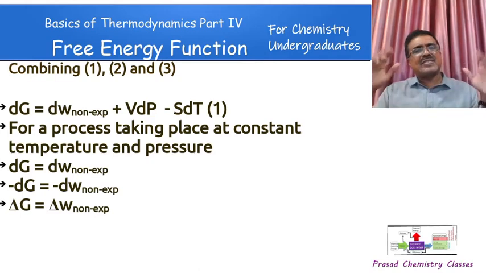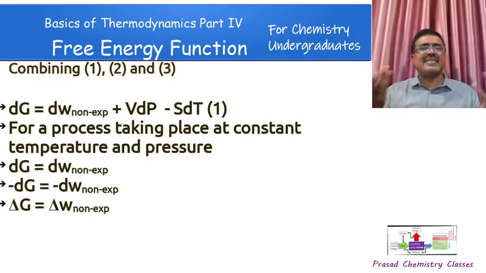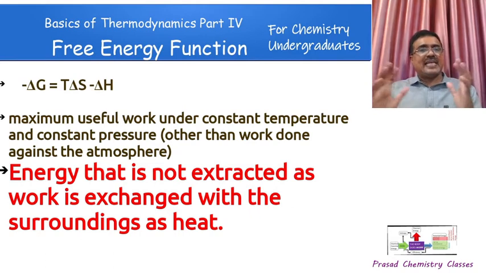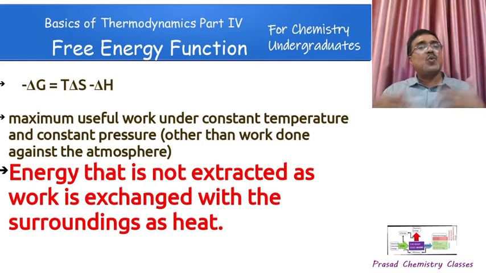The net work, in Carnot's cycle, we can consider the net work obtained from the system as the useful work. In such a case, we can put it as work useful. That will be the useful work there. Maximum useful work under constant temperature and pressure, for a process taking place at constant temperature and pressure. So energy that is not extracted as work is exchanged with the surroundings as heat. That is it. If there is a total change in energy represented by delta U or delta H, and there is a difference, that is exchanged as heat with the surroundings.